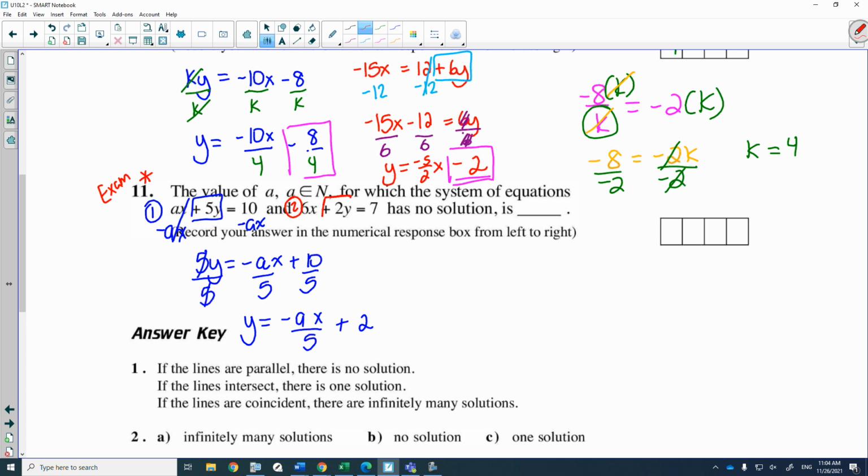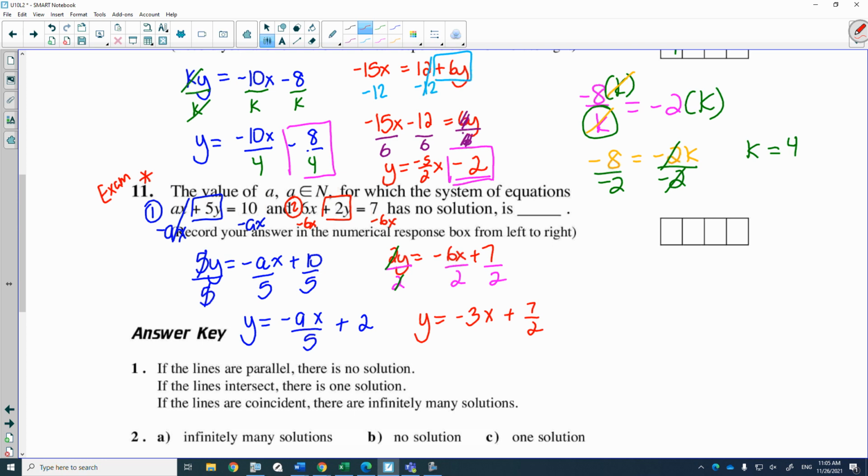My second equation, or my second system, I'm going to keep the 2y and I'm going to get rid of the 6x. 2y is equal to negative 6x plus 7. Isolate y by getting rid of this 2. The equation of my second system is y is equal to negative 3x plus 7 over 2. So there's my two systems.